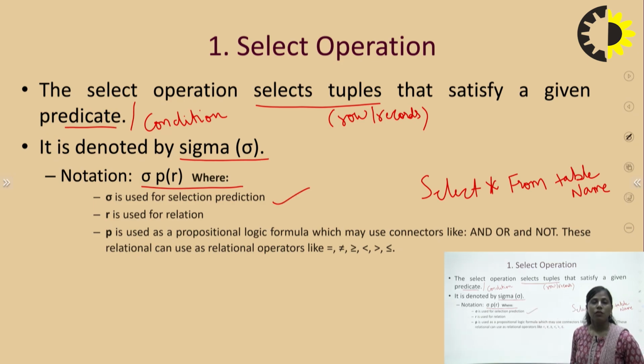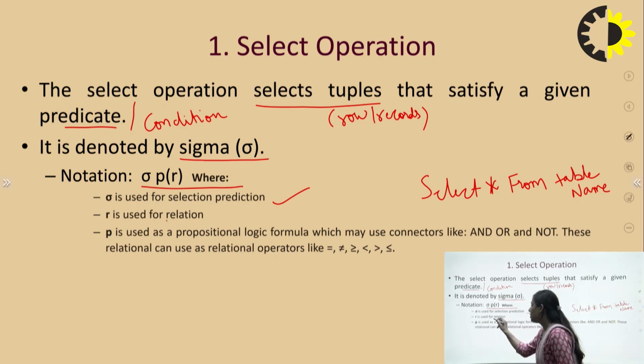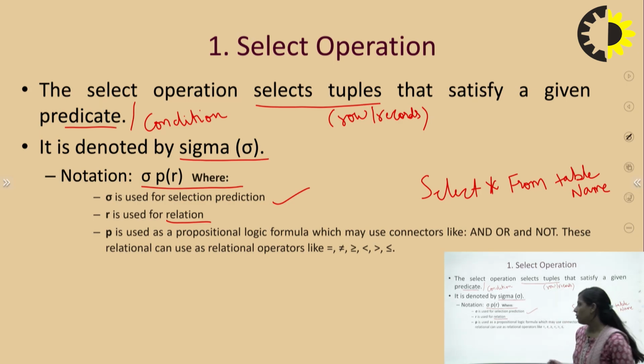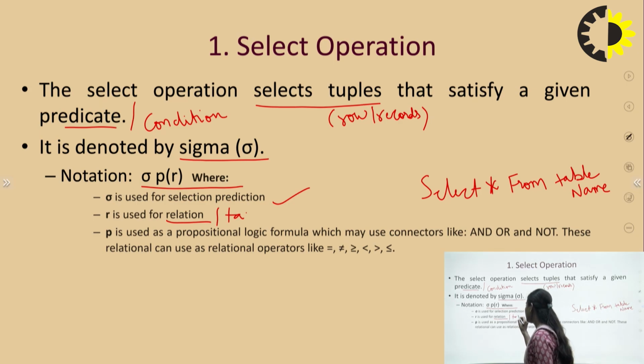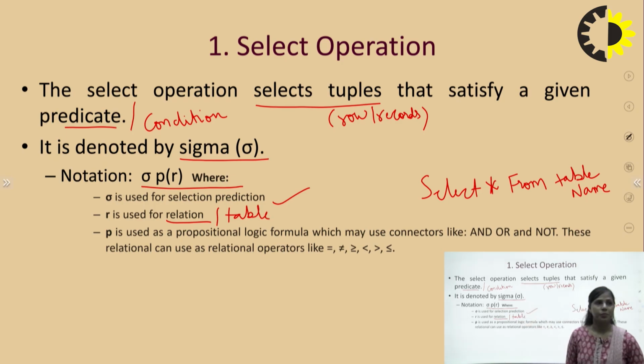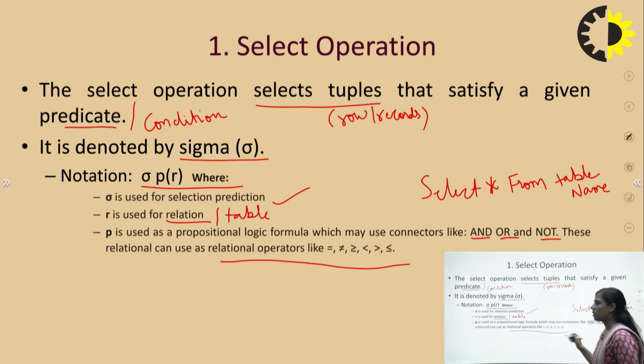Whatever tuples or rows we want to select, it will select all those rows. R represents a relation, meaning the table from which we want to select the data. Relation is denoted as a table. Then we have P. P is called the predicate, or a condition, or propositional logic, which may use various connectors like and, or, not, and relational operators like the comparison symbols greater than, less than. These are the various symbols we can use for the selection part.